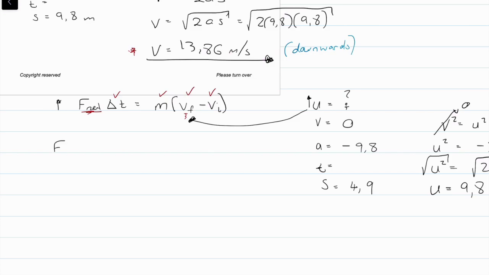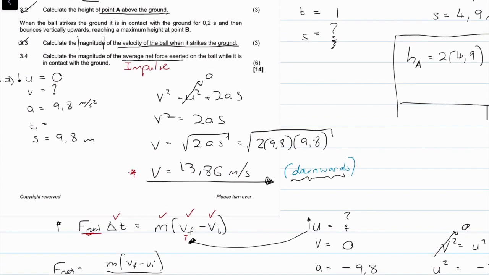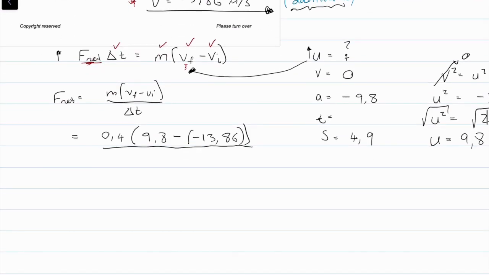So that means that my F net is equal to m times v final minus v initial over delta t. Now let's substitute some values. My mass is 0.4 kilograms. My final velocity is what I calculated, 9.8, minus my initial velocity. Okay, remember my initial velocity is downwards, and I have taken upwards as positive. So I'm going to say minus 13.86. Okay, and the time was 0.2 seconds.